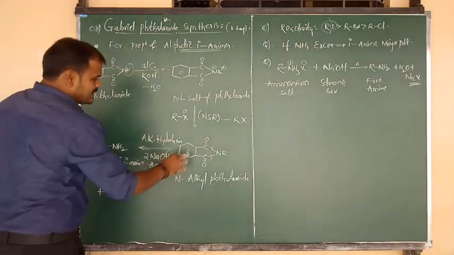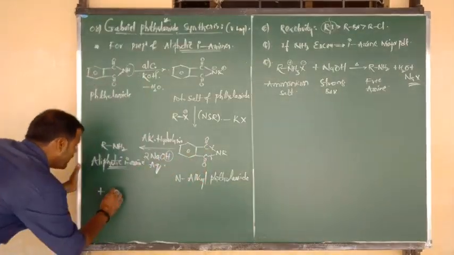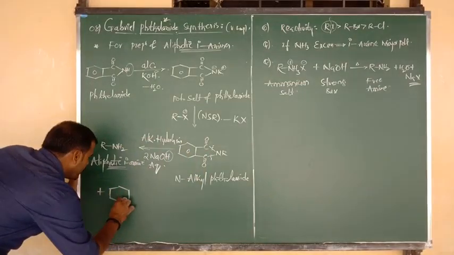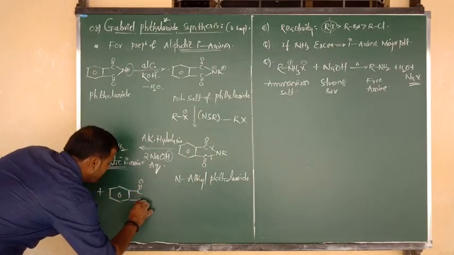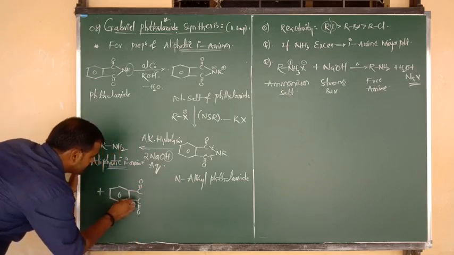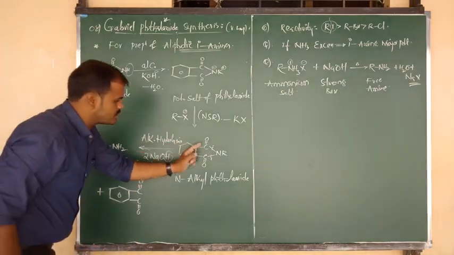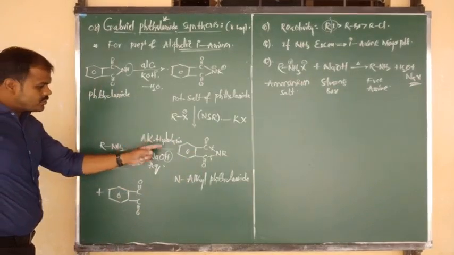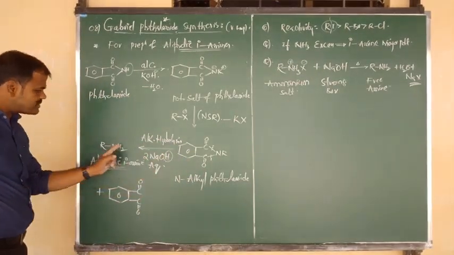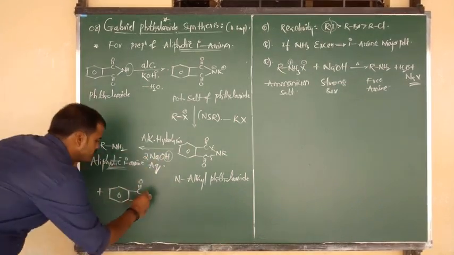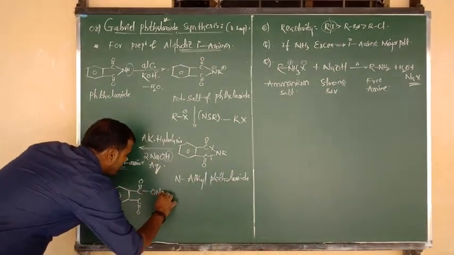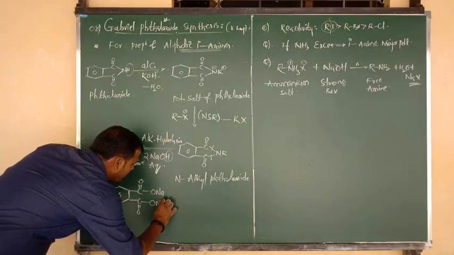The byproduct is benzene connected to 2 C double bond O groups. I have written here benzene connected to 2 C double bond O groups. In 2 moles of NaOH, 2 H atoms you have taken here. Remaining ONa. How many groups are there? 2 groups. So I am going to write here ONa.